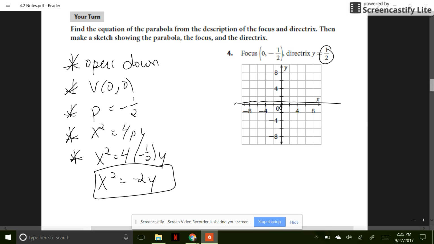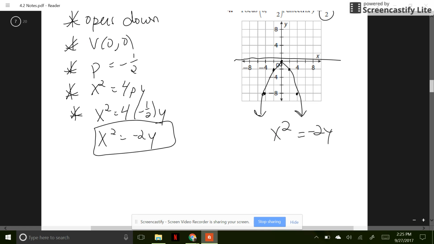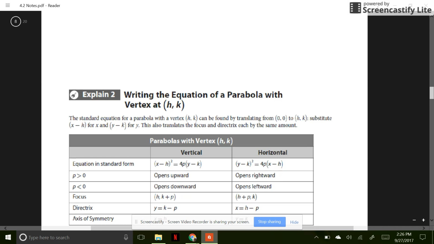Looks like we've got coordinates at (2, -2) and (-2, -2), and then at (4, -8) and (-4, -8). And our parabola looks something like that. Again, this one's not too bad if we want to graph it in the calculator. We're solving for y, so we have to divide by the negative 2. So y should be negative 1/2 x squared as you graph it into your calculator.